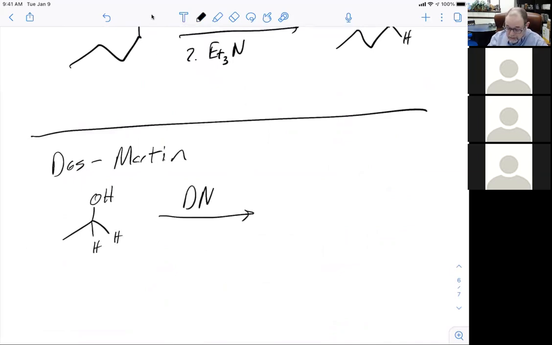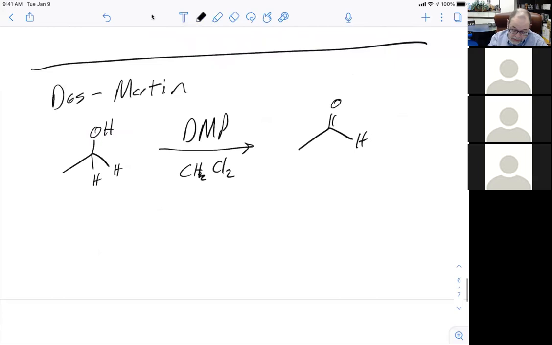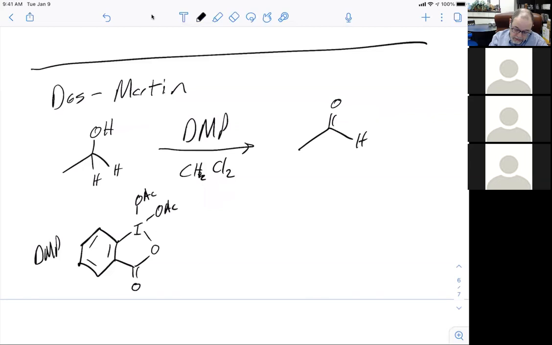Use DMP, and I'll show you that in just a second, again, without water to get the aldehyde. And the DMP is this compound. Kind of unique from the standpoint that it has a hypervalent iodine. And then the OAc is acetates.